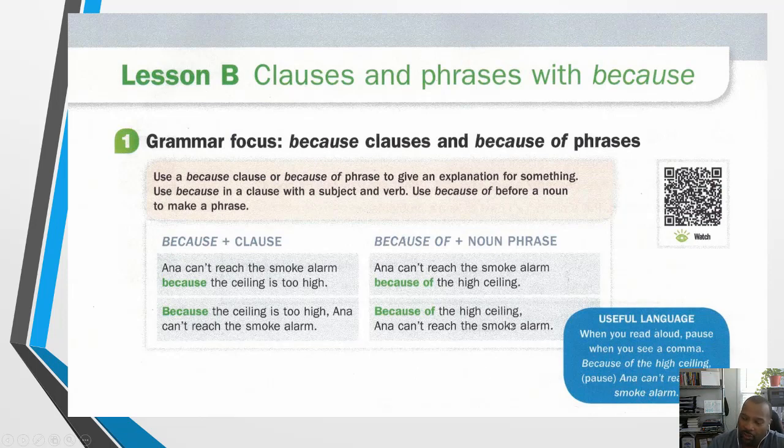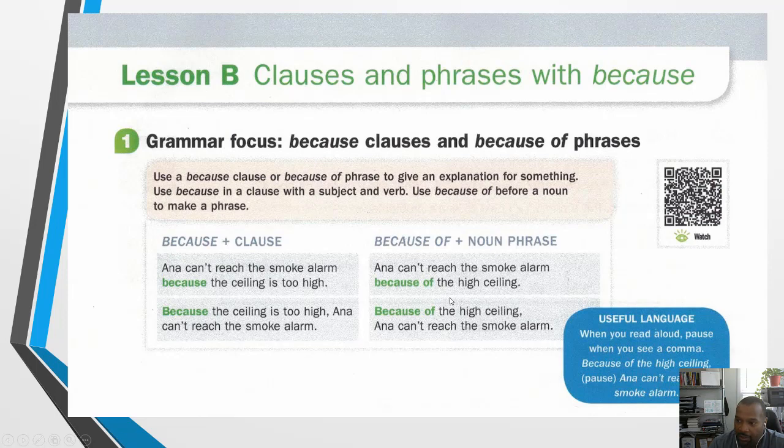So let's use that useful language when we're reading our examples here. So because and because of phrases, all right? Because plus a clause. Anna can't reach the smoke alarm because the ceiling is too high. Okay. Because of plus the noun phrase. Anna can't reach the smoke alarm because of the high ceiling. Okay, because of the high ceiling.